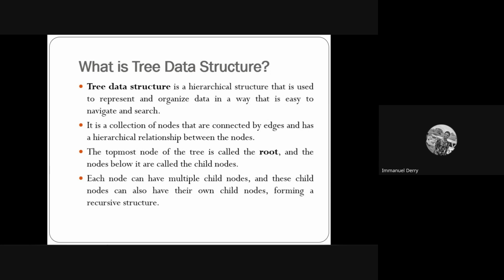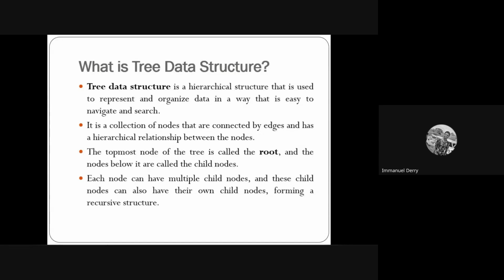So what is actually a tree data structure? A tree data structure is a hierarchical structure that is used to represent and organize data in a way that is easy for, first, navigation, and second, search. So we organize them in a way that makes it easy for us to navigate through the data and also for purposes of search.